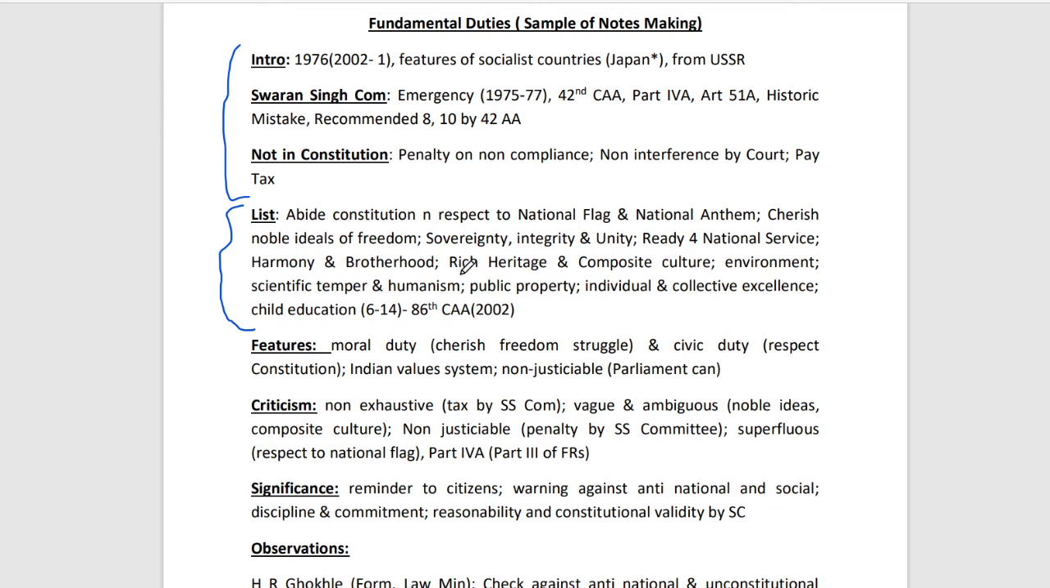Next, preserving the rich heritage and composite culture. Next, protecting environment, wildlife, lakes, forest, etc. Next, developing scientific temper and humanism. Next, not hurting the public property. Next, individual and collective excellence, that is excellence for nation. Last, child education, 6 to 14, 86th Constitutional Amendment 2002. So you can see here that I have converted one entire big paragraph into just a small paragraph. So this is how we should make notes.